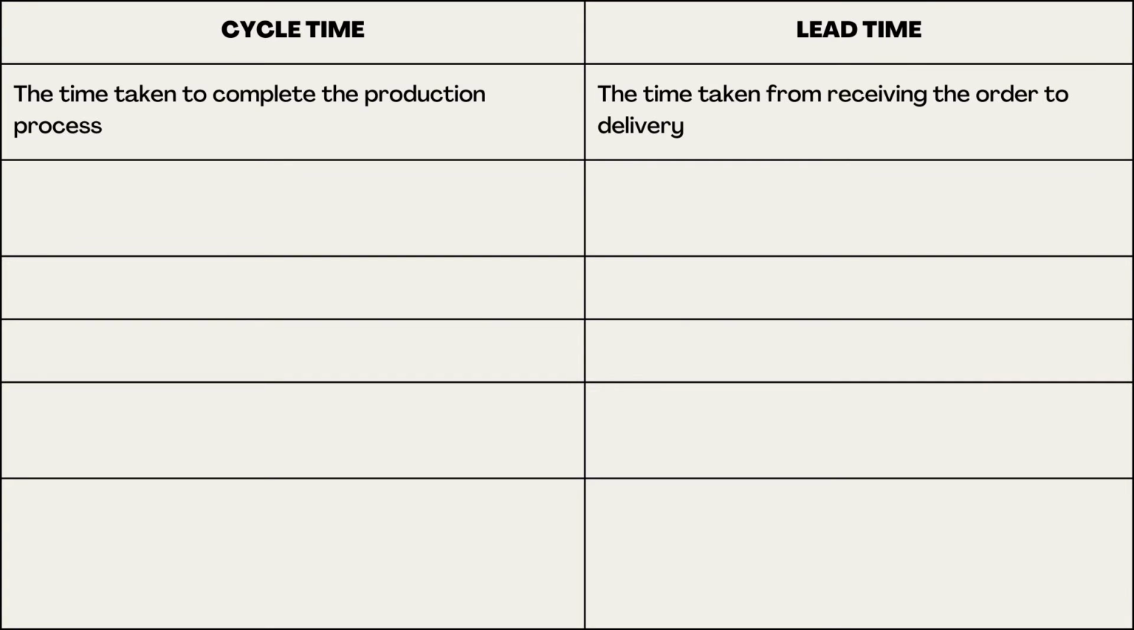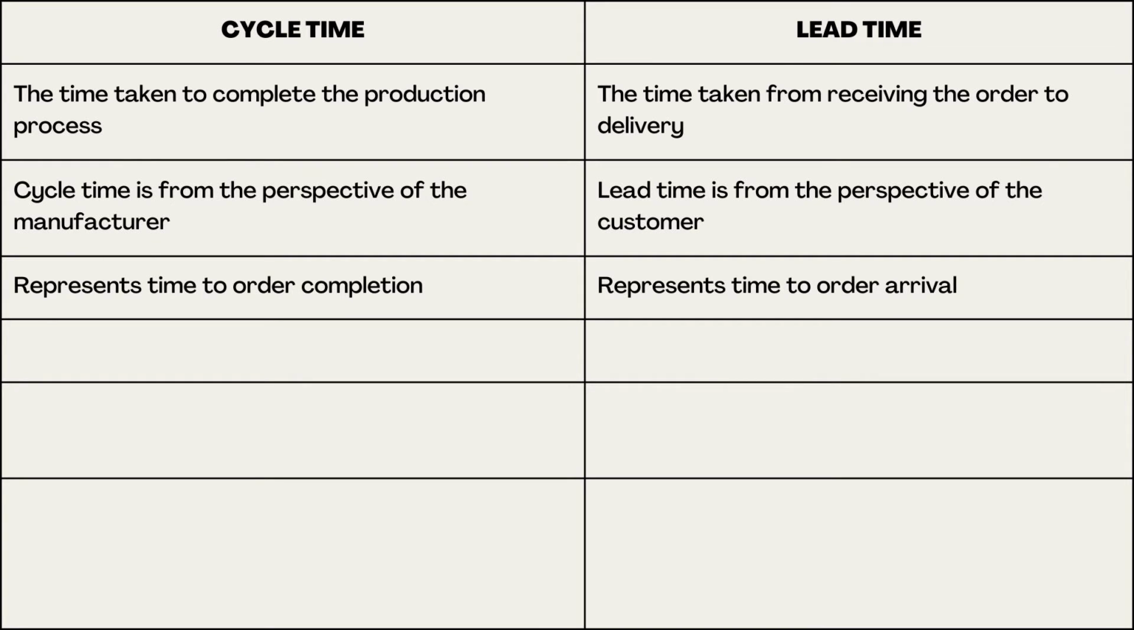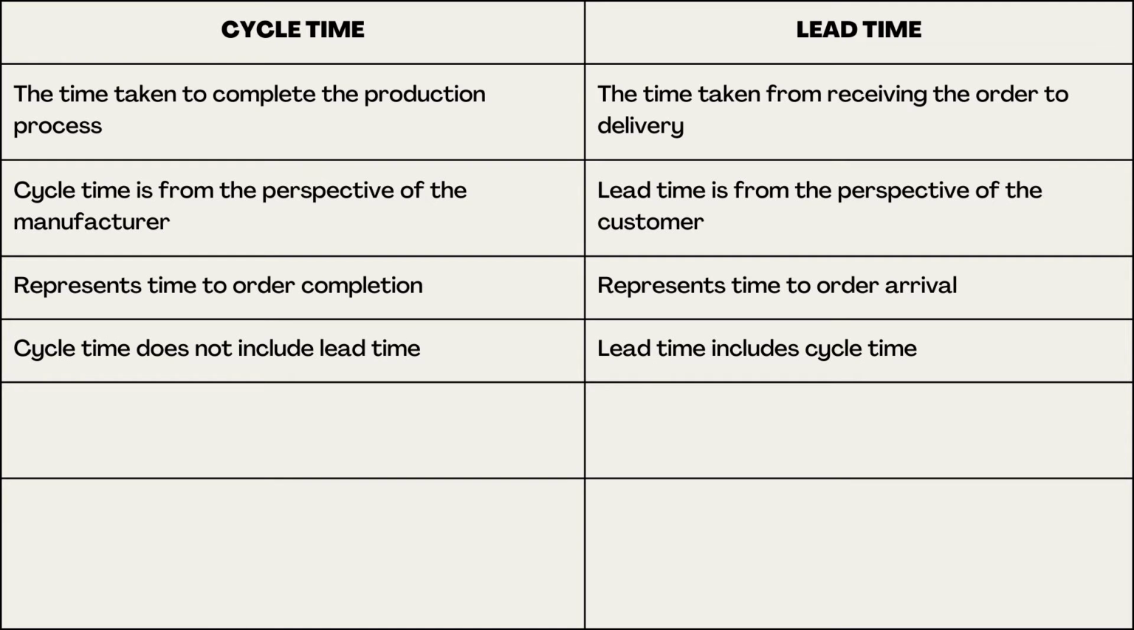Let's discuss some differences between cycle time and lead time so that my viewers have a good grasp of the concept. Cycle time is the time taken to complete the production process, whereas lead time is the time taken from receiving the order to delivery. Cycle time is from the perspective of the manufacturer, whereas lead time is from the perspective of the customer. Cycle time represents time to order completion, whereas lead time represents time to order arrival. Cycle time does not include lead time, whereas lead time includes cycle time.